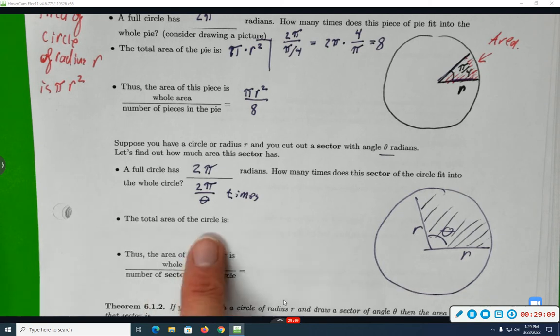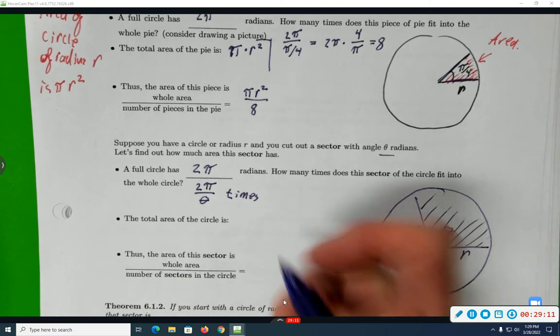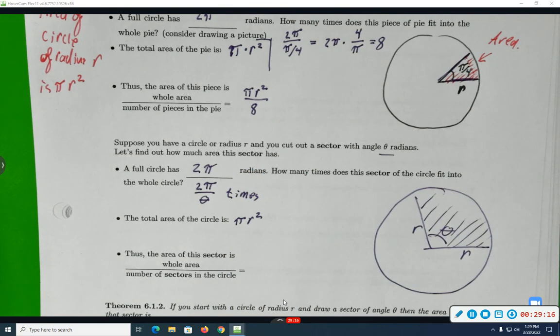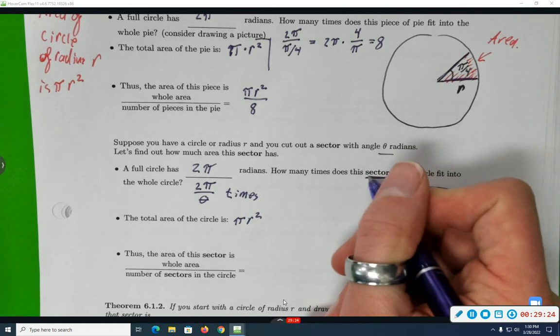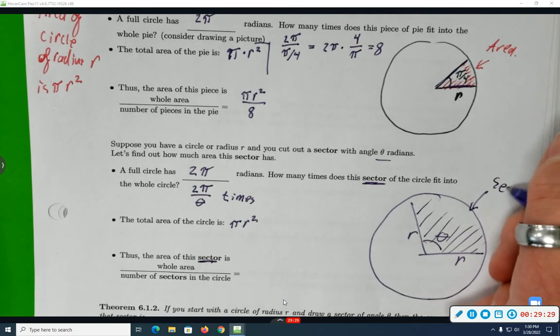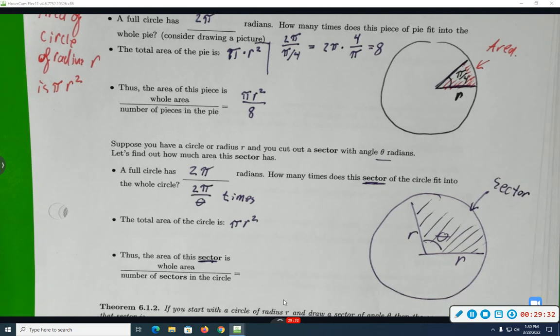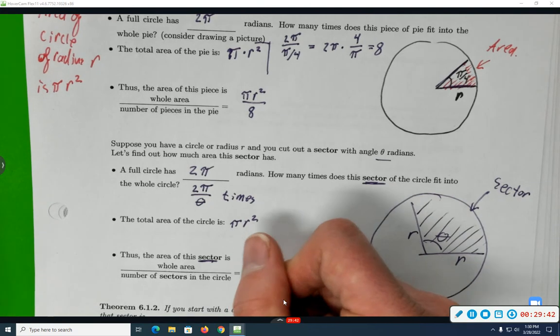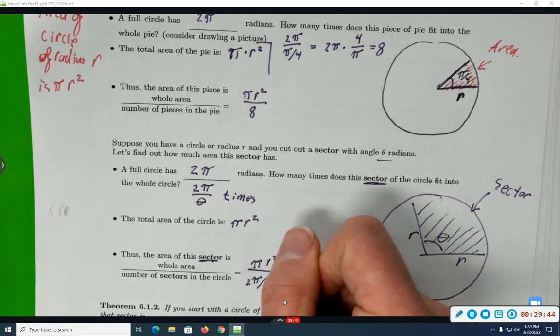Nice. So if you want to find the area of this slice of the circle, then start with the area of the full circle. Still pi r squared, same as it was above. If you want to find the area of this piece, which, I'll drop the vocabulary again, is called a sector, it's the whole area divided by how many times your piece fits into that area. So pi r squared divided by 2 pi divided by theta.